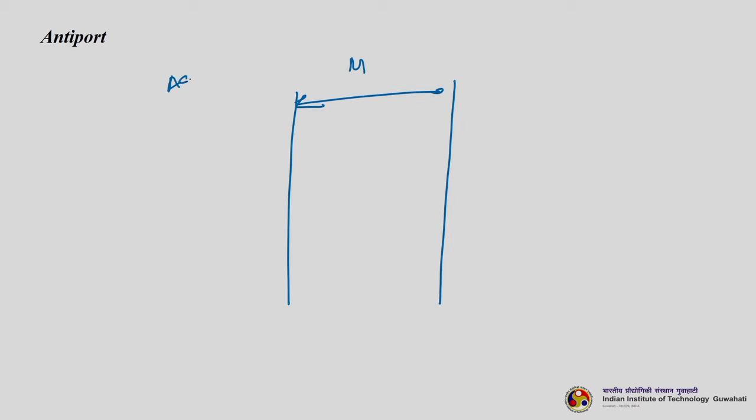So, in the case of antiport, okay, let me try to explain again by drawing another image. So, this is your membrane. Okay. So, this is aqueous phase 1, this is aqueous phase 2.